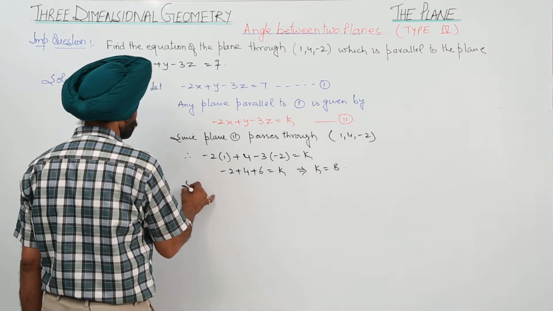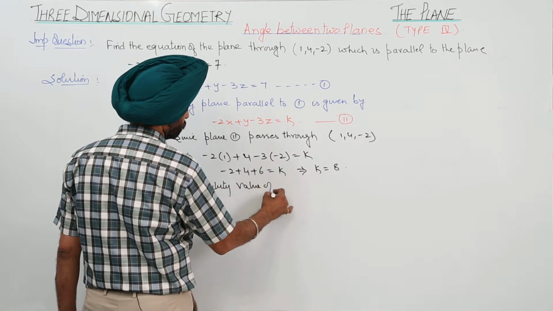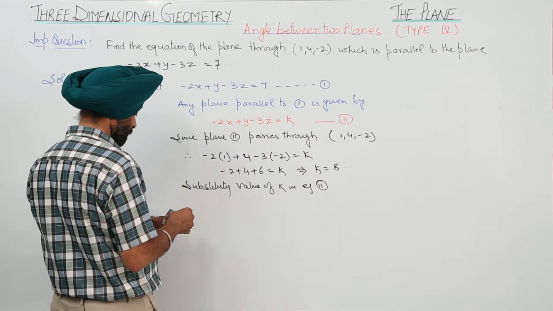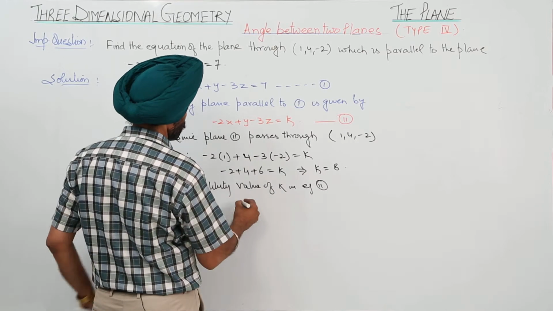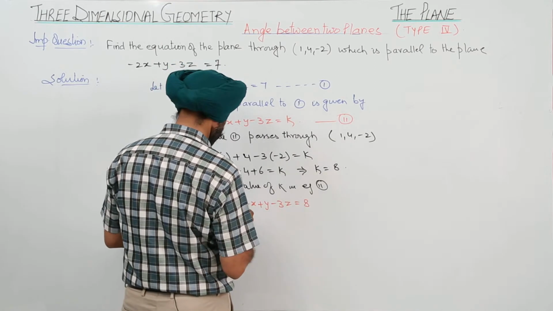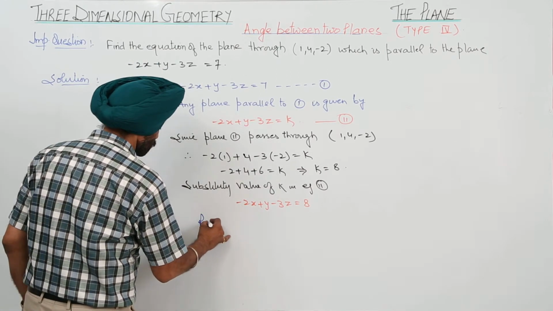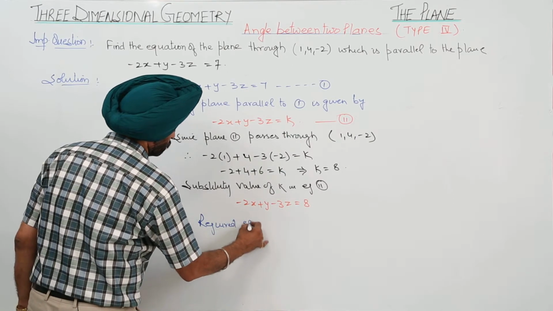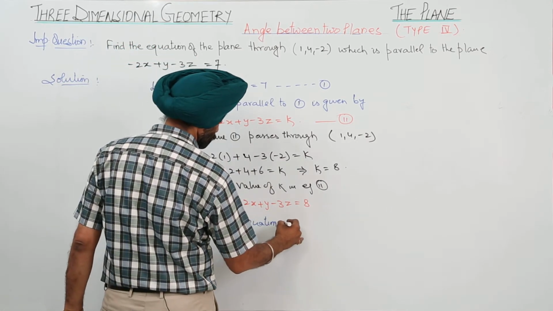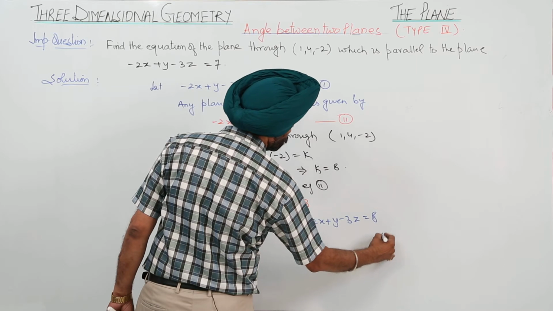Now substituting the value of k in equation 2, -2x + y - 3z = 8. So the required equation is -2x + y - 3z = 8, and that is the answer.